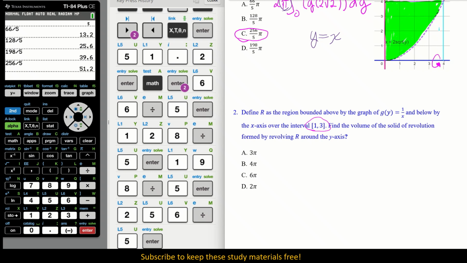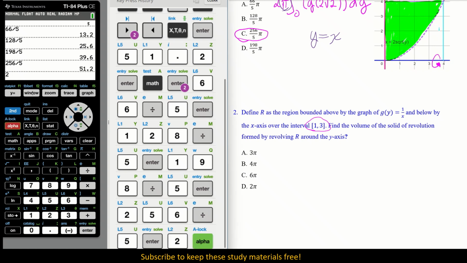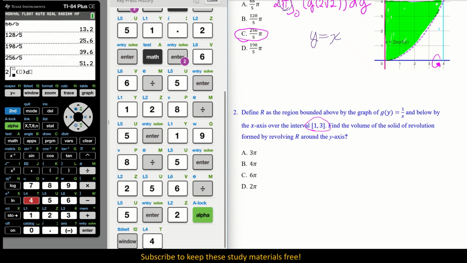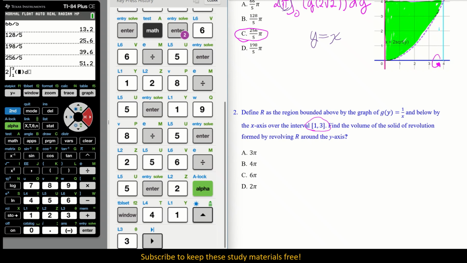Again, we are using the shell method in this video. The next video will be the disc slash washer. So what do we need? We need our 2 on the outside, so type in your 2. Then you need alpha window, number 4, and we know our interval is 1, go up to 3, and go over. Now, remember, for purposes of the calculator, y equals x.